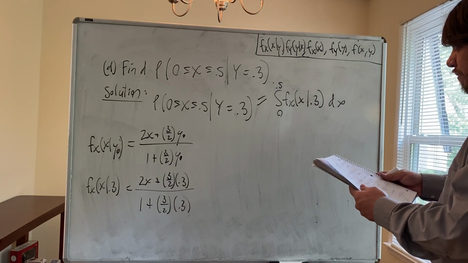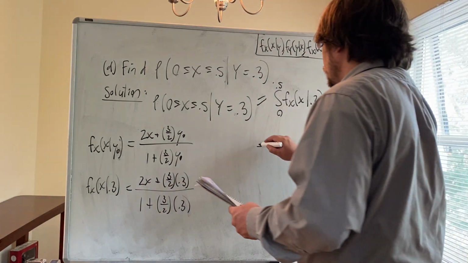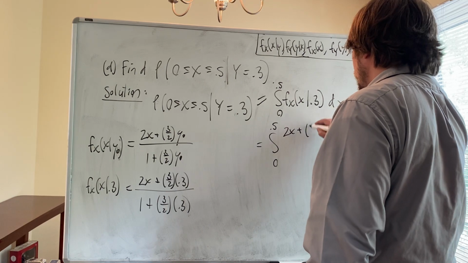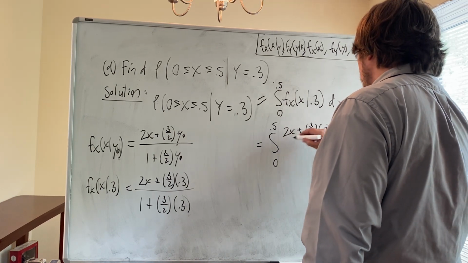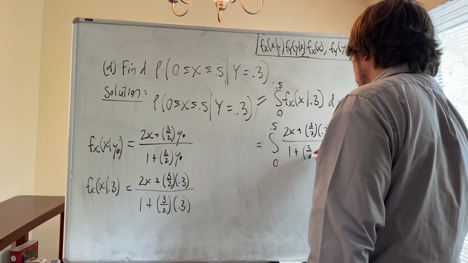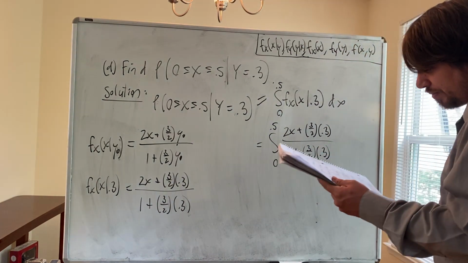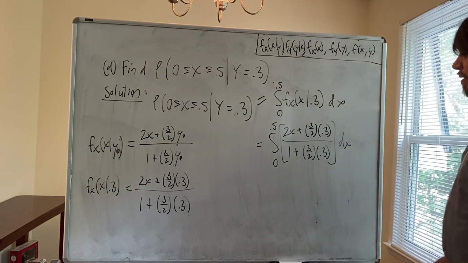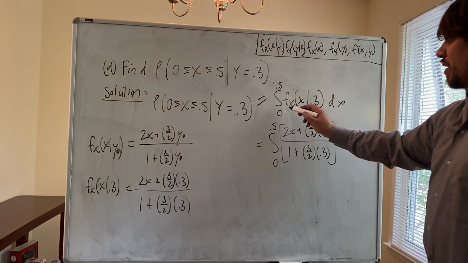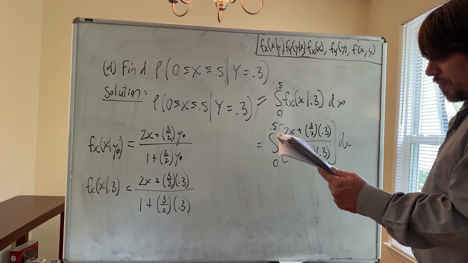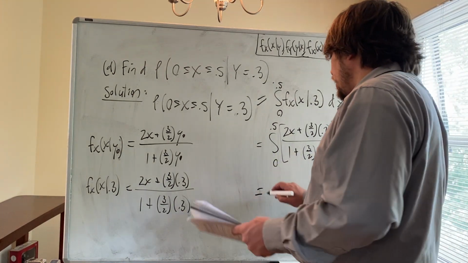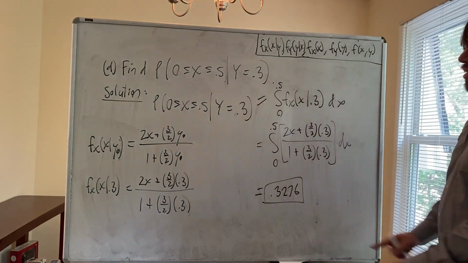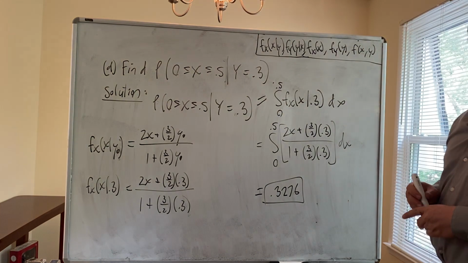Okay? So 2x plus 3/2 times 0.3, over 1 plus 3/2 times 0.3. Okay, and so that is f sub x of x given y equal to 0.3, so that's right there, right? So we just substitute this for that. All right, and then you calculate that definite integral, and you get that's equal to 0.3276. Okay, so that definite integral is 0.3276, and so that's the probability that x is in this range of values given that y is equal to 0.3.